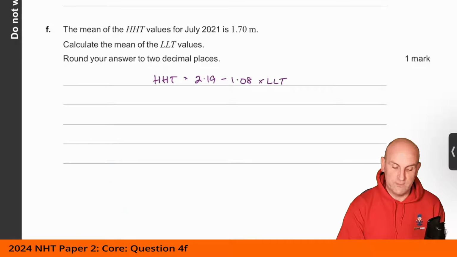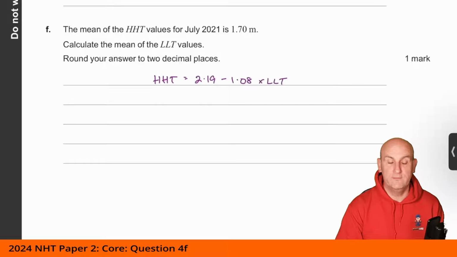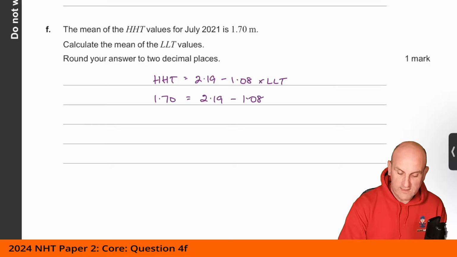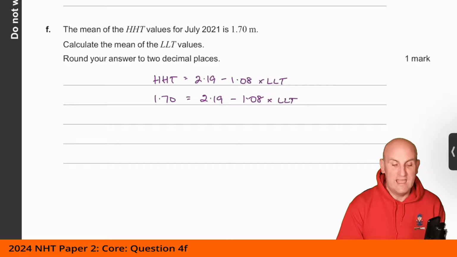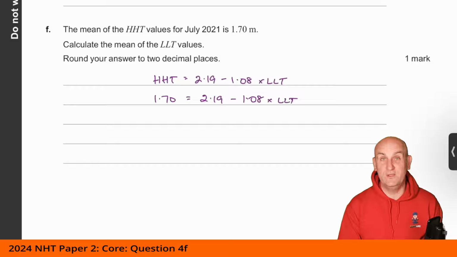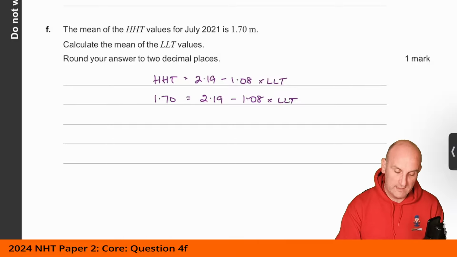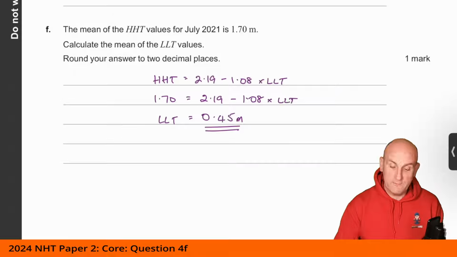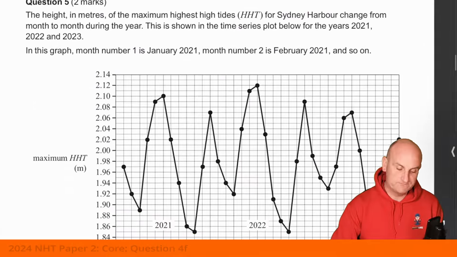What have they given me in the question? Well, they've given me the HHT. So in this situation, it's 1.70 equals 2.19 minus 1.08 times my LLT. How did I work that out? Slammed it into my calculator with a solve function. Am I going to show you how to do that? No, because I'm hoping you can do that. And what we found out then was the LLT came out to be 0.45. And obviously that would be meters, but anyway, 0.45. 1 mark for that calculation.